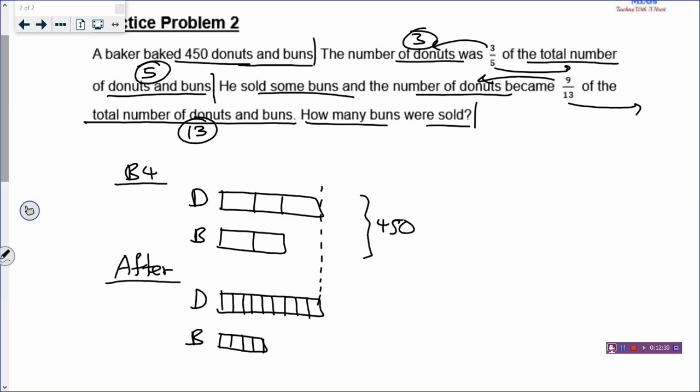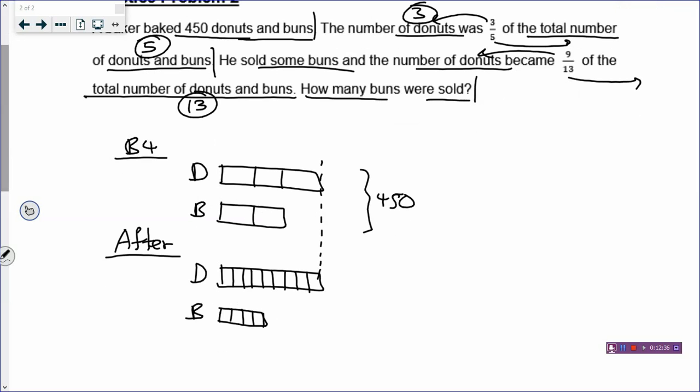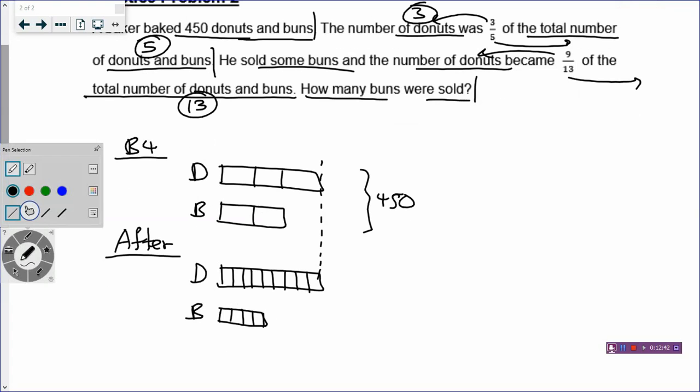All right, so how many buns were sold? So you have to find the question. You have to answer the question. Okay, so we are done. The model is done. So what do we do next? All right, very easy. Look at what is unchanged. The donuts is unchanged, so there are 3 boxes on top for the donuts, and there are 9 boxes below for the donuts. So all I have to do is to make them equal.